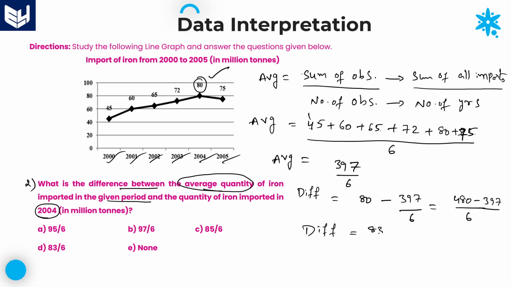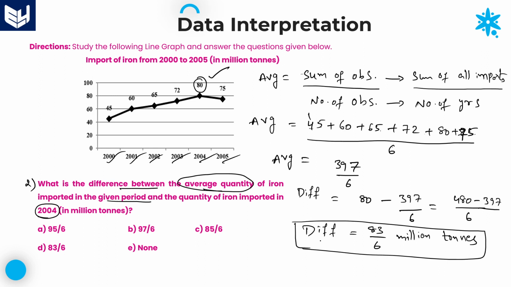That is equal to 83. 83 divided by 6 million tons. That is the required answer for this question. The difference between the average quantity of iron imported in the given time period and the quantity of iron imported in the year 2004 is 83 by 6 million tons. Among the options, look here, 83 by 6 is option D. Option D is the right answer for this question.